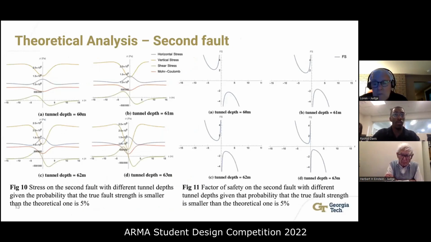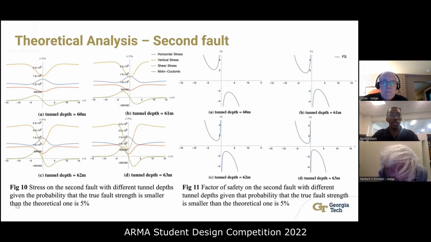Okay, so for the second fault, we can see that there are stresses at the different depths, and this is also the analysis for the second fault. We used the same methodology, the Kirsch solution, and we found that for the second fault, the results are very similar to those of the first fault. This is reasonable theoretically, because the Kirsch solution should provide symmetrical solutions.